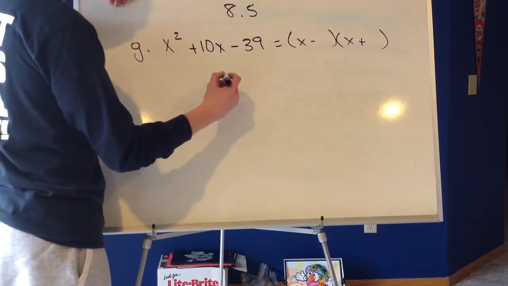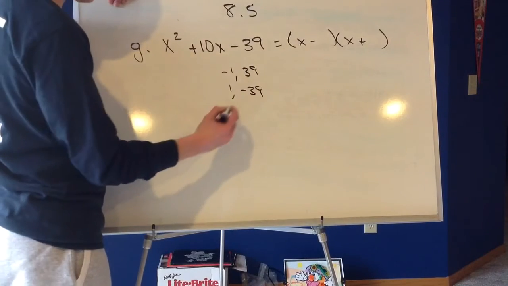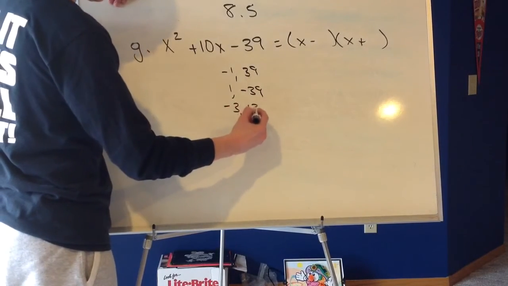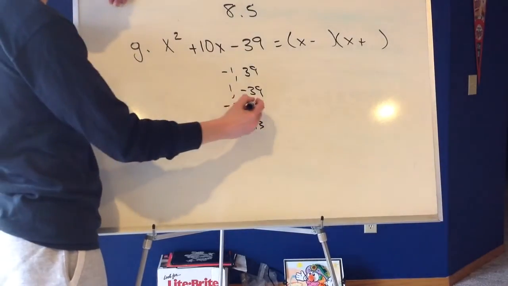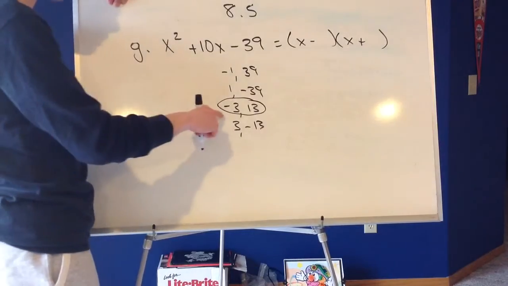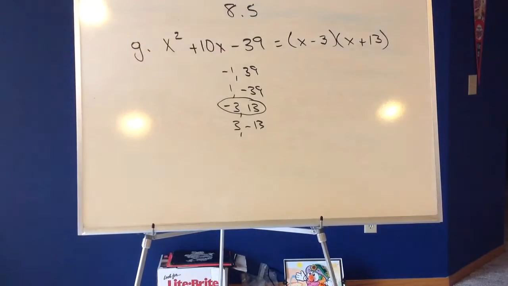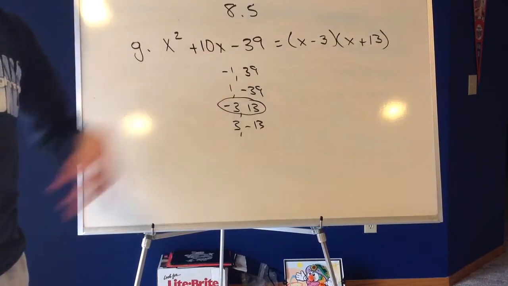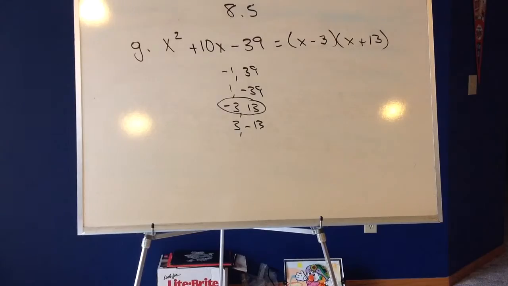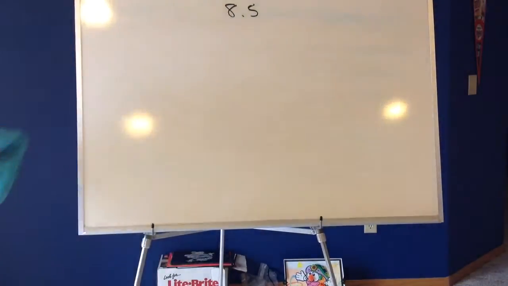So for 39, we'd have -1 and 39, +1 and -39. Could have your 3 and 13. So we're looking for a positive 10, so that would be this combination right here. -3 and positive 13 would be the answer to that one. So again, just a matter of finding the factors of the last term that add to the middle term. You'll notice these are in standard form. That's why we made a big deal about it earlier, to make sure as long as you got them in standard form, you are able to factor them.